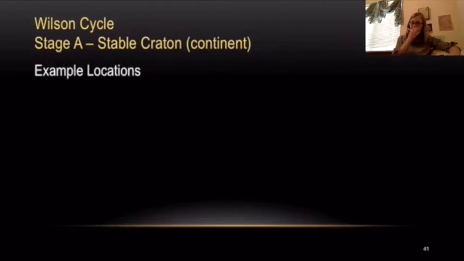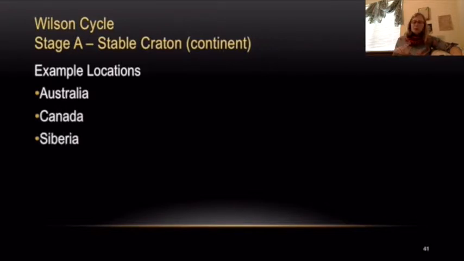A good example of this location, the best example that I can give you is Australia, because it's one big continent with ocean crust around it with barely any tectonic activity happening. Canada in northern North America and parts of Siberia in Russia are also examples of stable cratons.